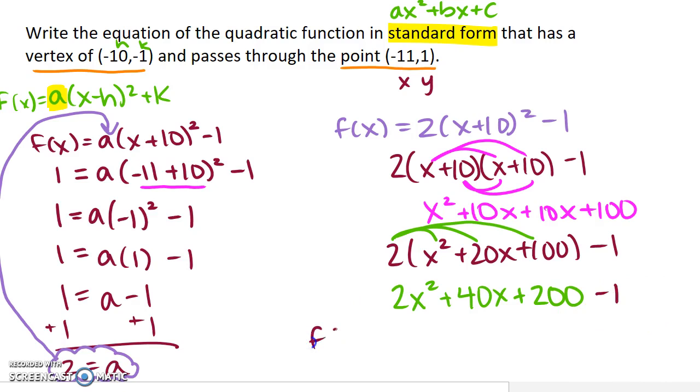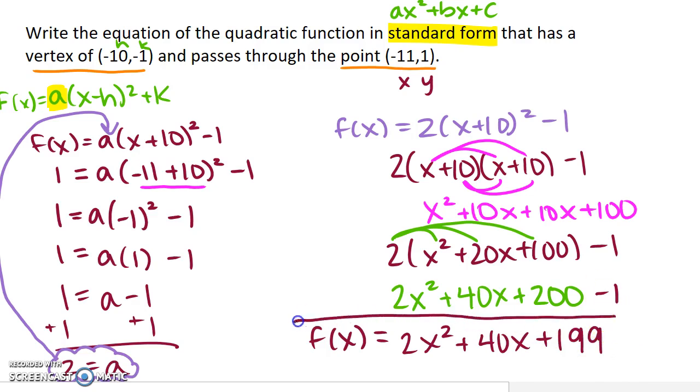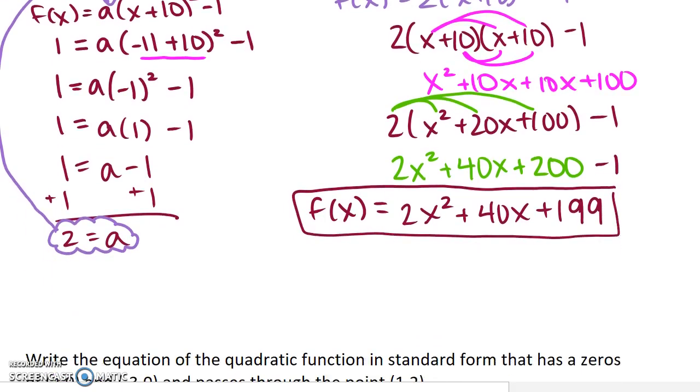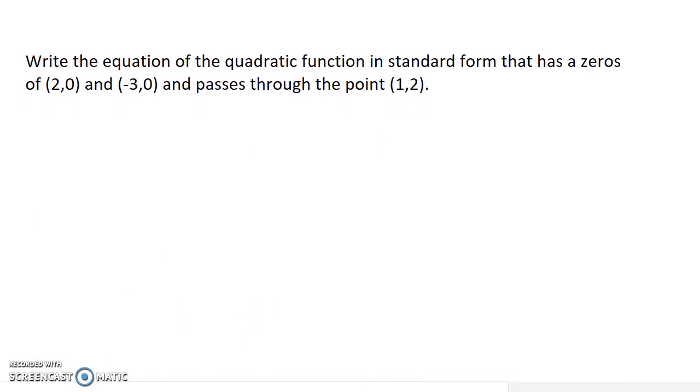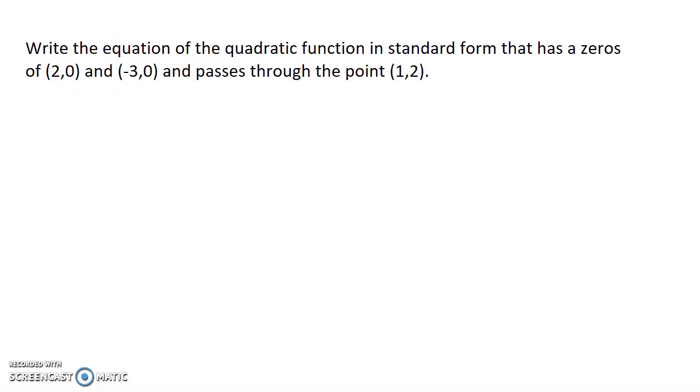Almost there in standard form. We just have to combine the 200 and the 1. So our final answer will be 2x squared plus 40x plus 199. So there is our final answer. Okay, let's try one more, but this time we need it to be in standard form.